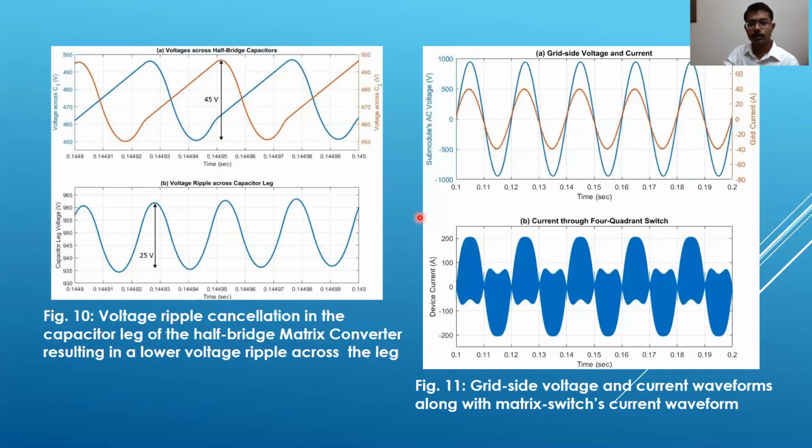And here we show the grid side voltage and current, where the current is seen to have a superior sinusoidal input power quality, and the current through the 4-quadrant switch can be seen here if you're interested.